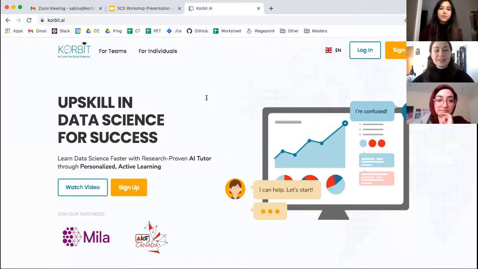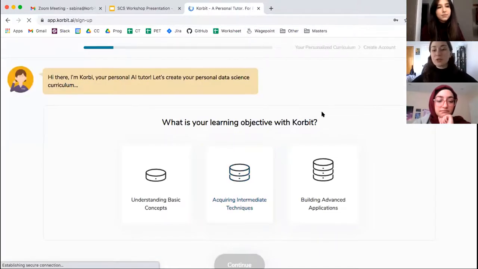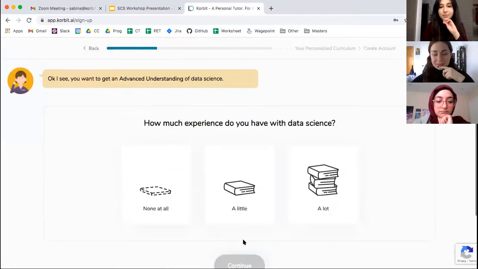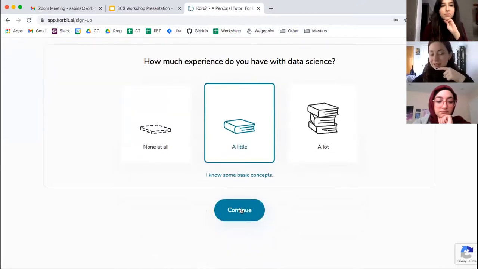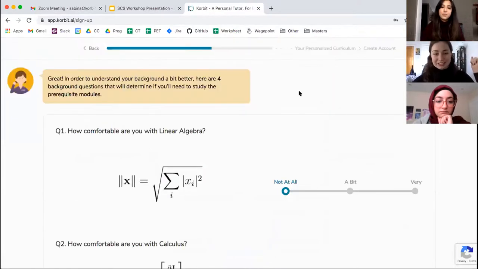Can you guys see the Korbit homepage? Okay, great. So we're going to have to go through the sign-up flow altogether. If you've already done this, excuse the repetition. We're going to click sign up. Like I said, Corby's going to ask me all these questions. I'm going to apply the most general answers to try to get the most content. I'm going to say I have a little bit of experience, and that I want to learn absolutely every skill she has offered me. So we're going to click continue.